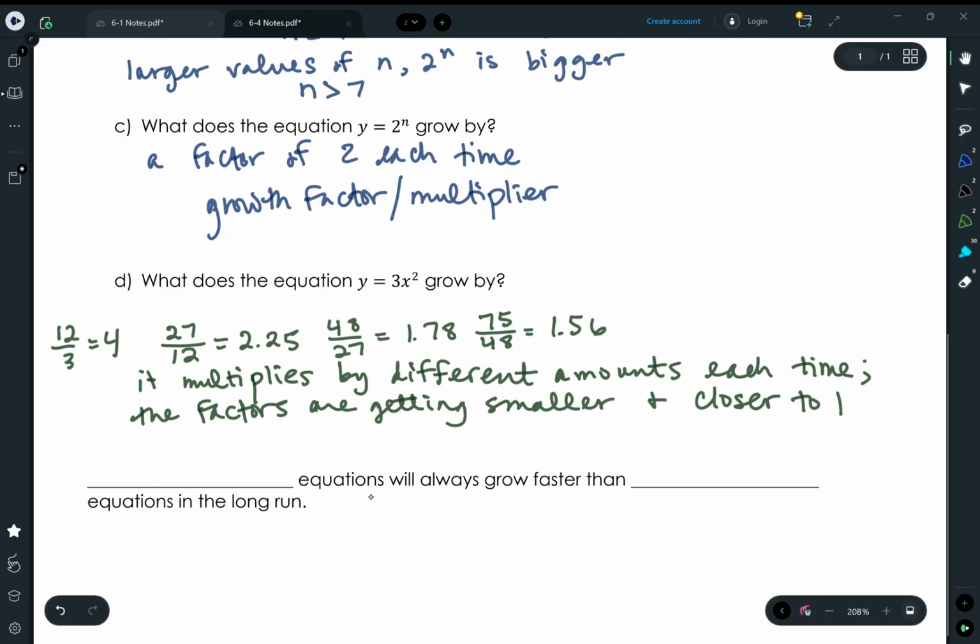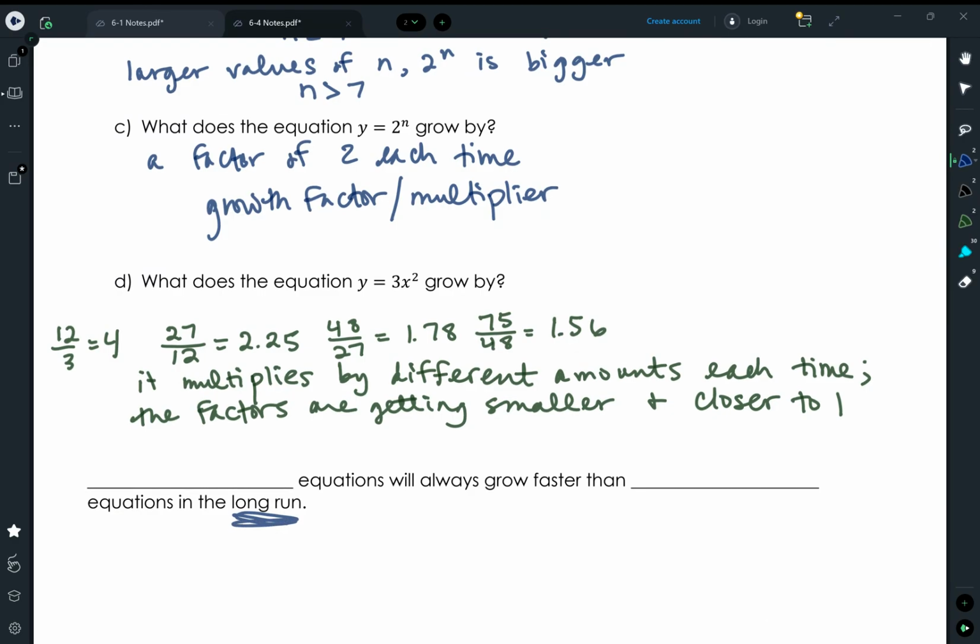So blank equations will always grow faster than blank equations in the long run. So in the long run could mean for very big values of x or n or whatever we're looking at. So which ones grow faster? Well, we saw exponential functions grew faster. So I'm going to write exponential functions grow faster than, and they grow faster than lots of functions, right?